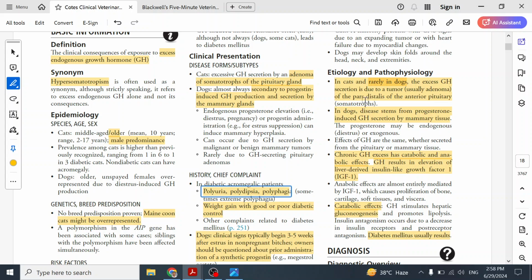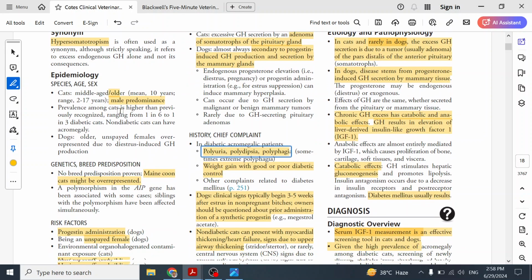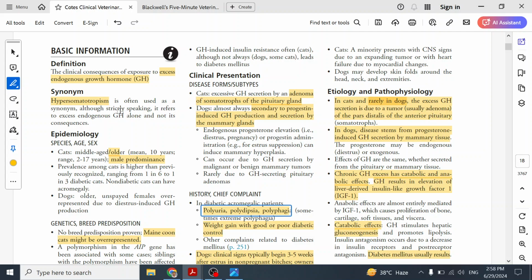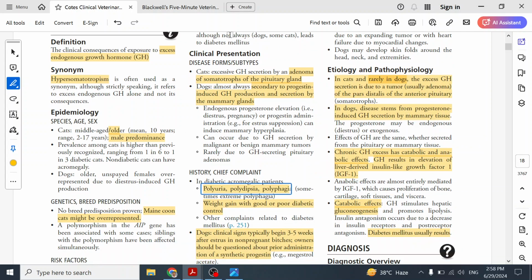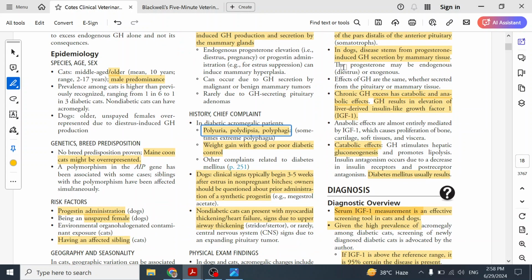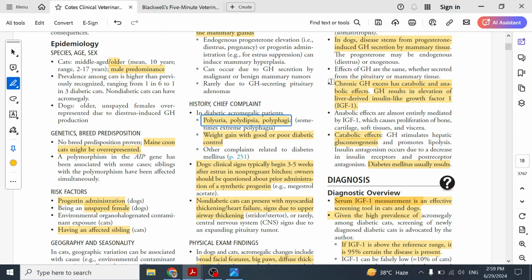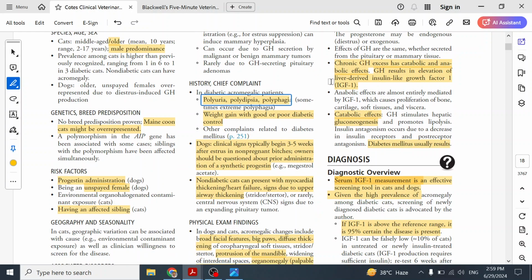Acromegaly in cats: you find excess GH due to a tumor like an adenoma. We have discussed these things at the start. So, clinical presentation: in cats you find adenoma, in dogs you find GH production by the mammary glands. Okay, so the next thing is chronic growth hormone excess has catabolic and anabolic effects. This is the important thing in acromegaly.